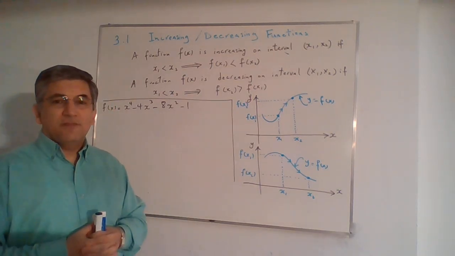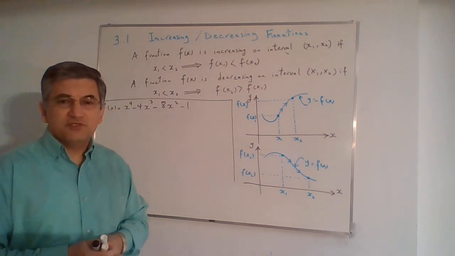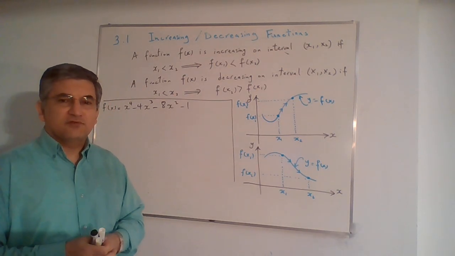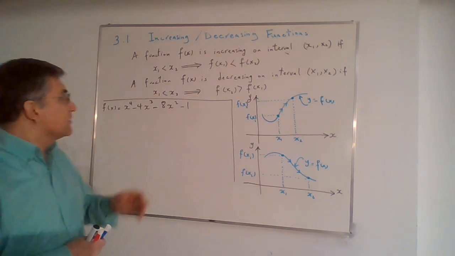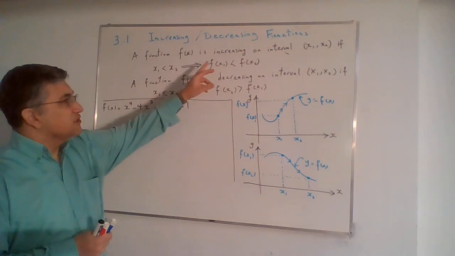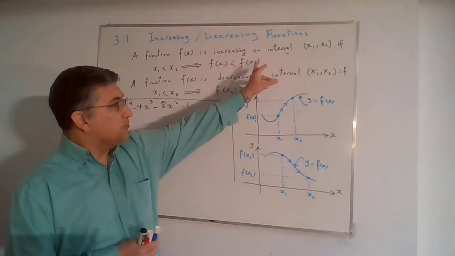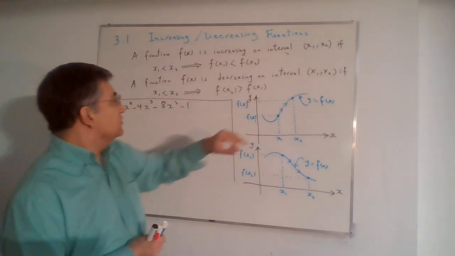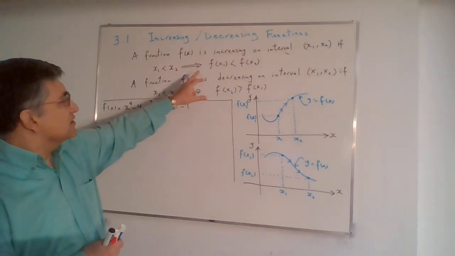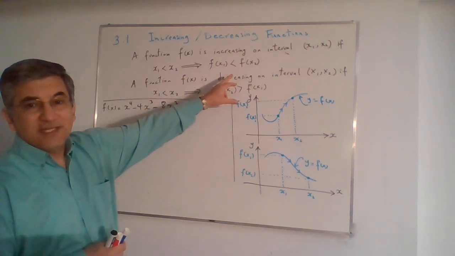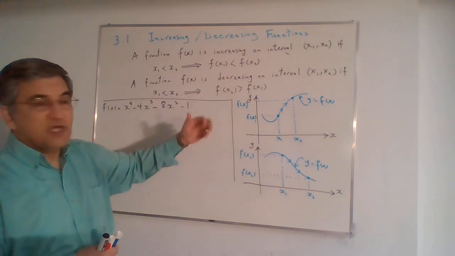We just want to talk about increasing, decreasing functions. That's chapter 3 of the Calculus and Vectors course. We start by simple definitions. A function f of x is increasing on the open interval (x1, x2) if for every x1 less than x2 we can conclude that f at x1 is also less than f at x2. This is just a definition.